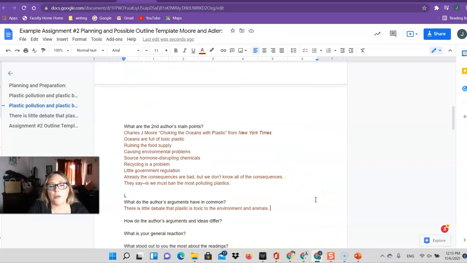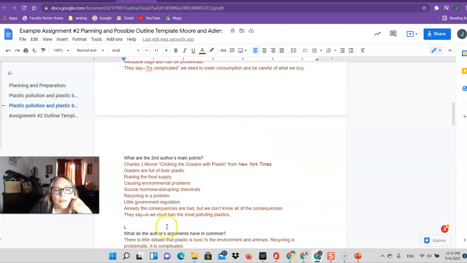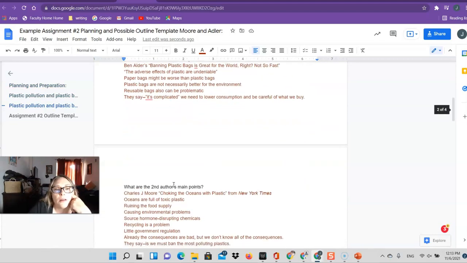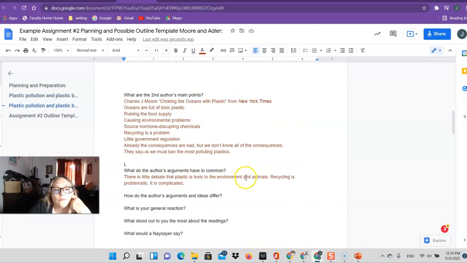I mean, they both kind of talk about how recycling is problematic. You can also say that it is complicated. But remember, you're going to need some kind of quote from the text for each one of these. And these are all the things you're going to actually use in your paragraph later. So those are some of the major things. Another thing is we have to limit consumption. Okay, so that's another one.